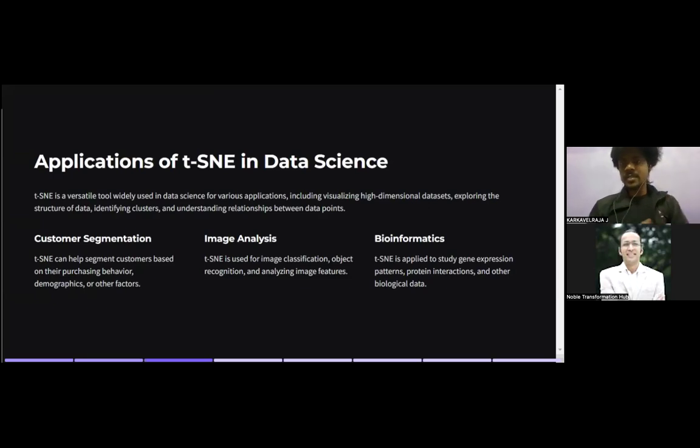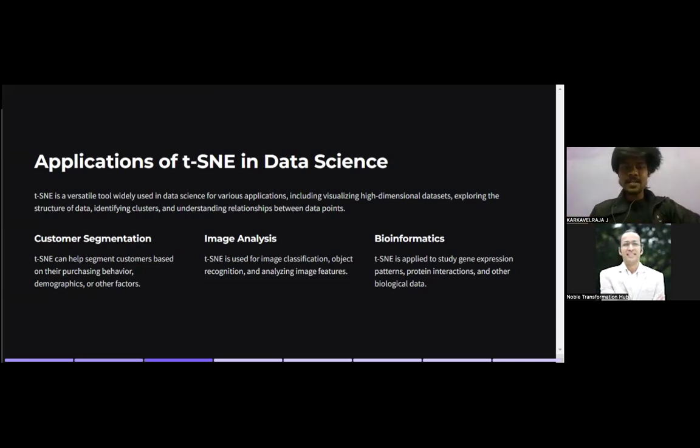Customer segmentation. This is one of the applications. tSNE can help segment customers based on their purchasing behavior, demography, and other factors. Hope you now know what customer segmentation is: based on salary and usage, high salary high usage, low salary high usage, low salary low usage, like that. How they are spending.